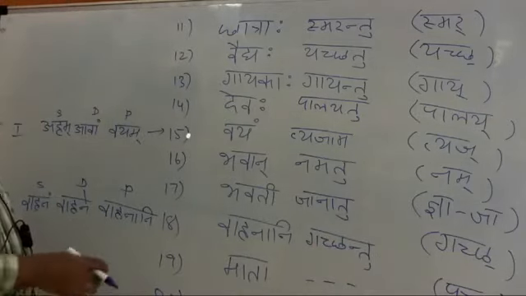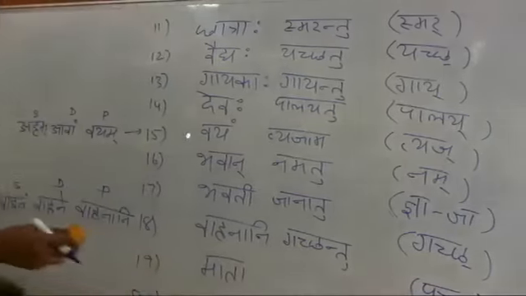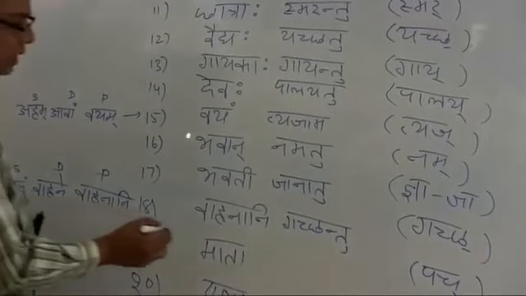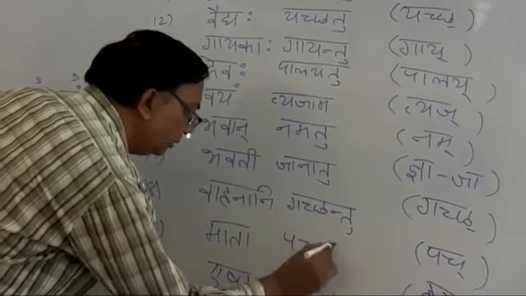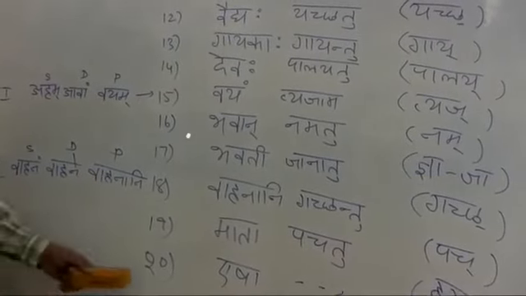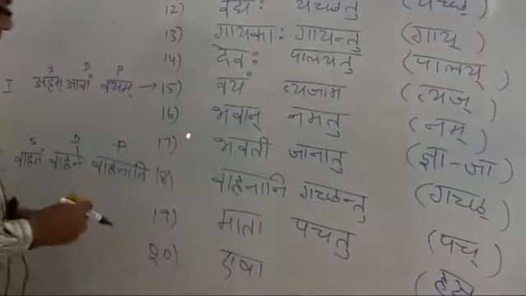The 19th one, Mata. What is the person of Mata? It can't be first person, it can't be second person. It is third person, singular number. Therefore, Mata Pachatu. May the mother cook. Let mother cook. 20th, Esha. Esha is a pronoun.